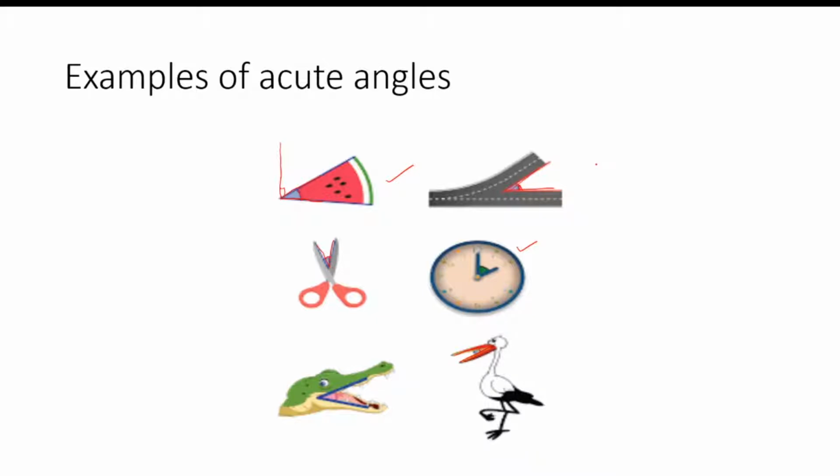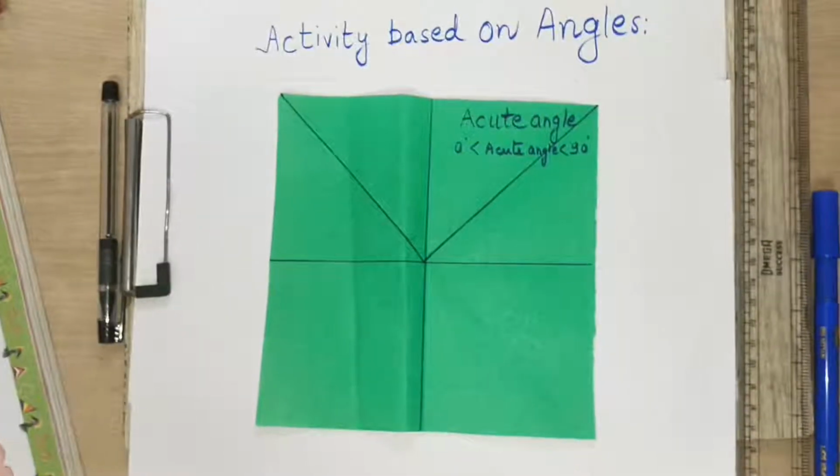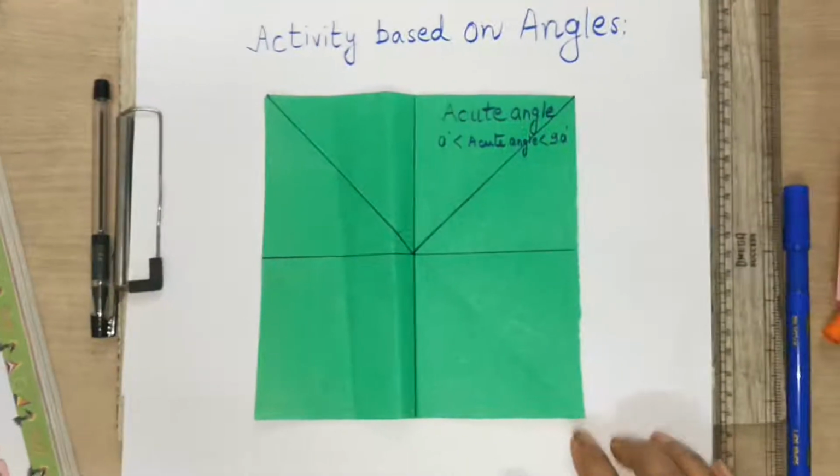So children, what is an acute angle? Acute angle means greater than 0 degree and less than 90 degree. Now I am going to do an activity based on acute angle. Okay, let's start.